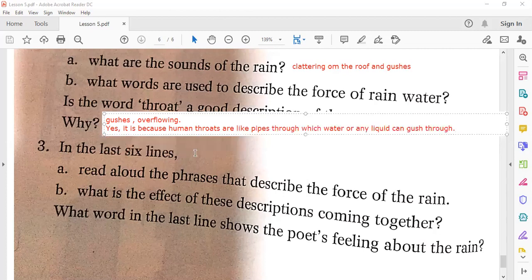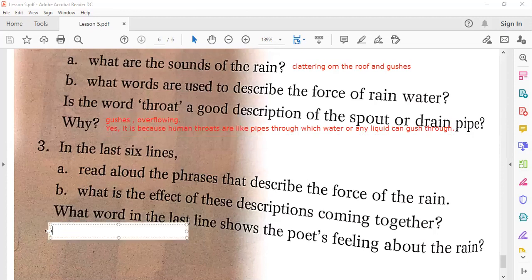In the last 6 lines, read aloud the phrases that describe the force of the rain. The effect of these descriptions helps us, so let us quickly see what the answer is. What do we find? Read aloud the phrases that describe the force of the rain. You can read them. Last 6 lines. Across the window pane, it pours and pours, swift and wide, with a muddy tide, like a river down the gutter roars, the rain, the welcome rain. So you need to read it. The question is just reading.